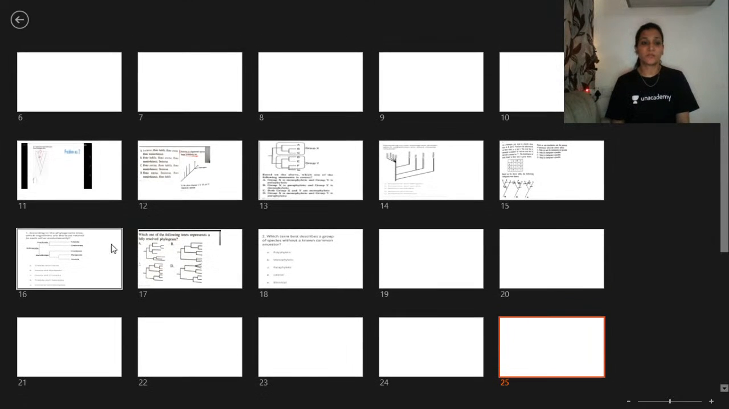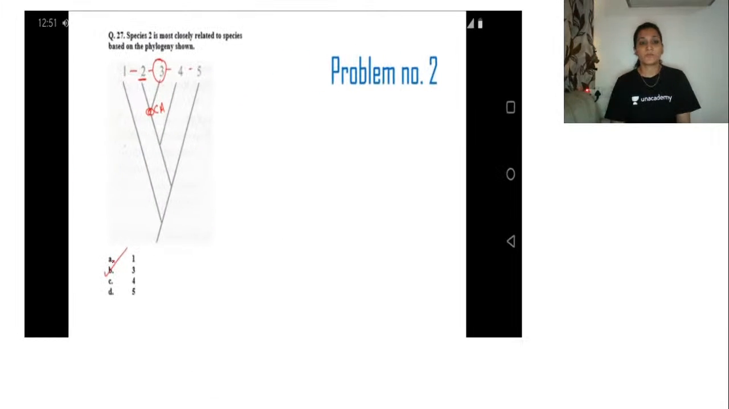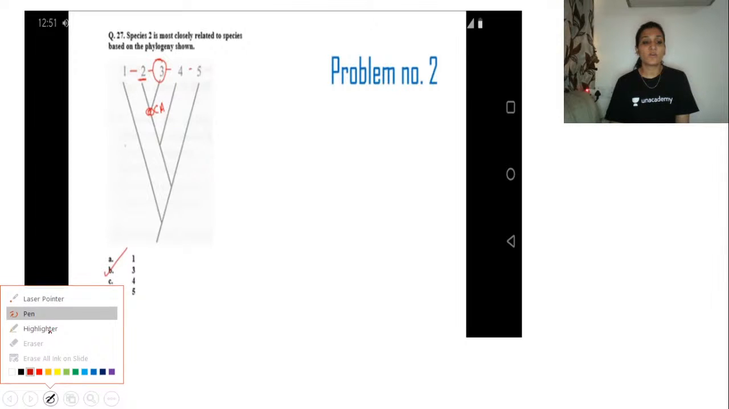First the question, right? So see here, the question says that species 2 is most closely related to which species in 1, 2, 3, and 4 based on the phylogeny shown. So can you see that species 2 and species 3 are sharing a common ancestor? This is the point where they have a common ancestor.